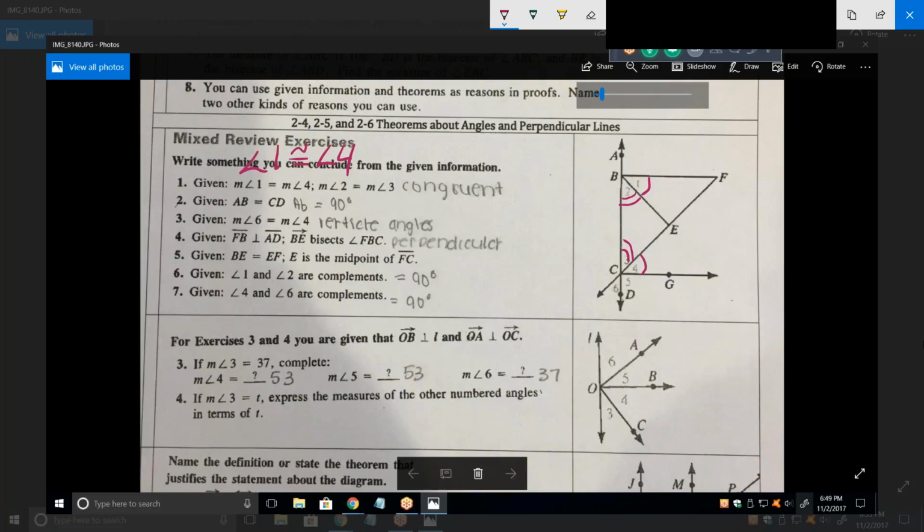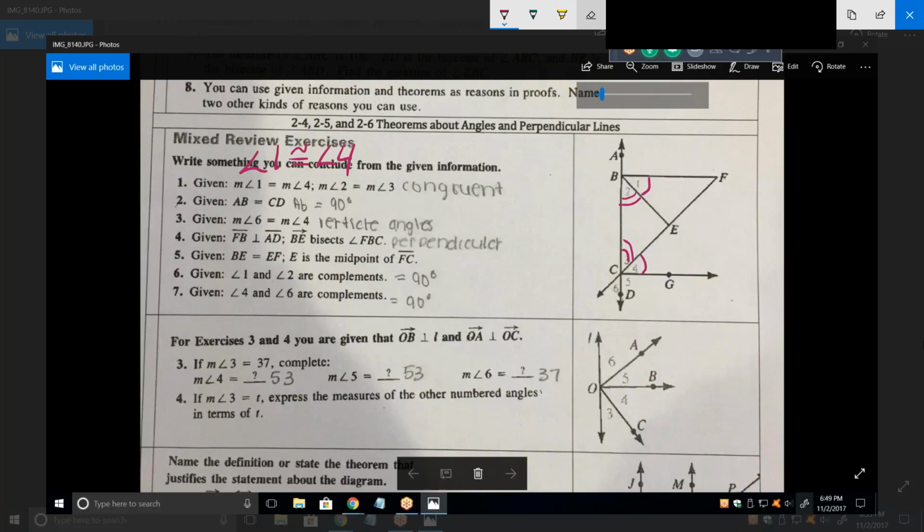And I guess you only have to write one thing, right? Yeah. It doesn't say write everything that you can conclude from the given information. So we'll just do one and go on. We did two at least.